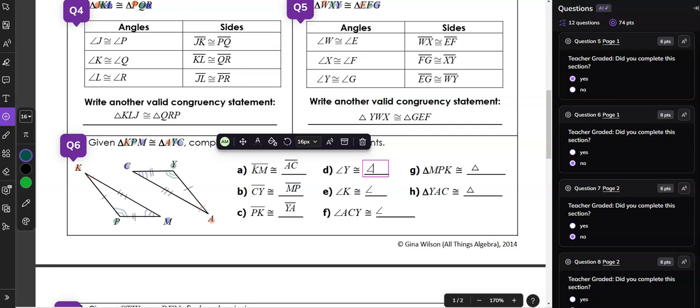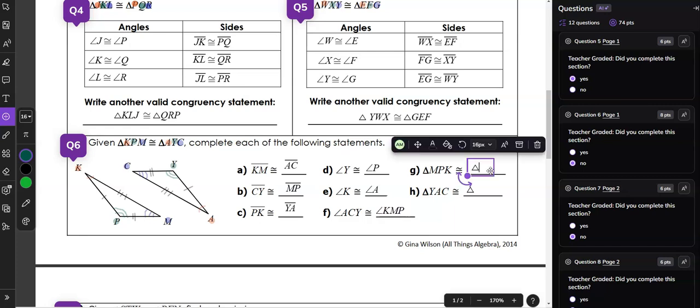Angle Y, if we look at our picture, is our green angle with 2 arc marks. It is congruent to angle P. Angle K, based on our congruent statement and our picture, is orange and is congruent to angle A, which is also orange, listed with 1 tick mark. And then ACY, that's going to be orange to blue to green. So of course it's very important. That's going to be angle C right here. ACY is going to be congruent to KMP. Okay, orange, blue, green, orange, blue, green.